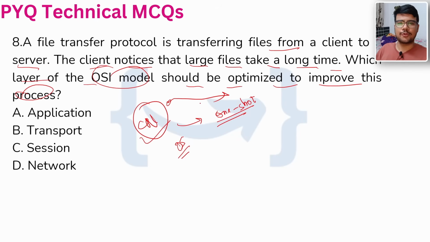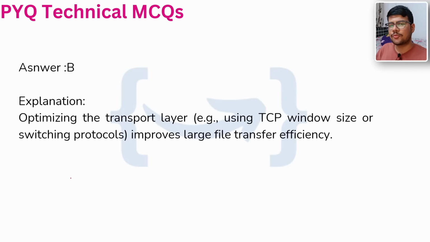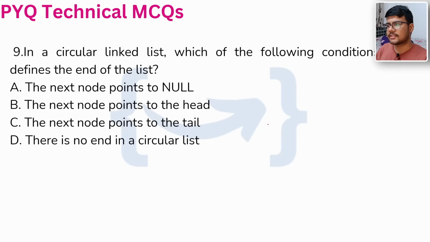I wasted a few minutes, but I know you have marked the right option on this question, and I'll give you +1 if you marked B as the right option, which is transport layer improves the large file transfer efficiency. Okay, clear? So that is the right option.